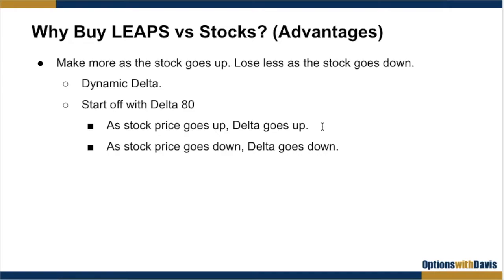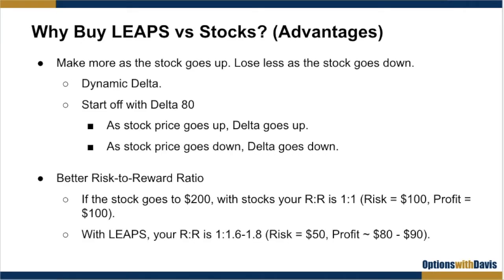That means you start to lose less as the market goes down compared to if you were holding stock. If the stock goes down $10, well, you will lose $10 on your stock as well. But in terms of LEAPS, it will lose less and less as it goes down. So if the stock goes down $10, chances are you'll probably lose maybe only 90, 80, or $70 out of that $10 move down. So because of this, you have a better risk to reward ratio.